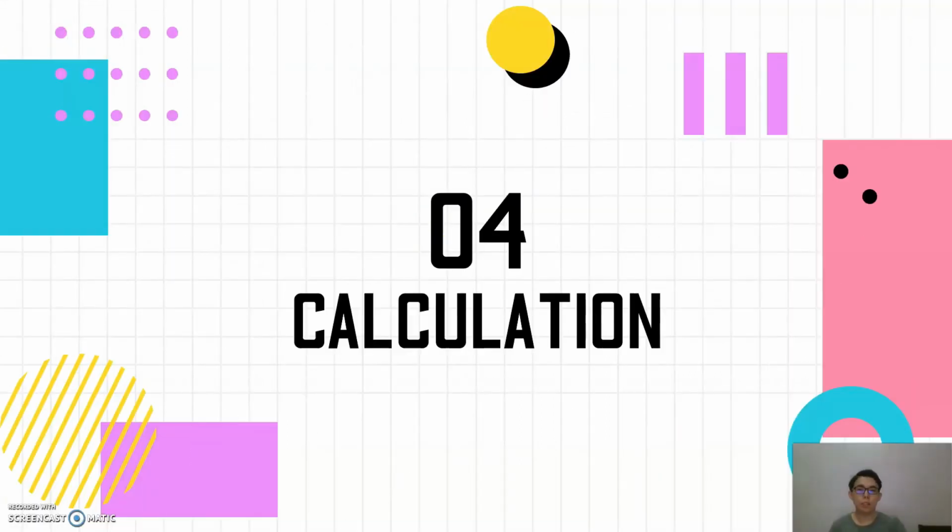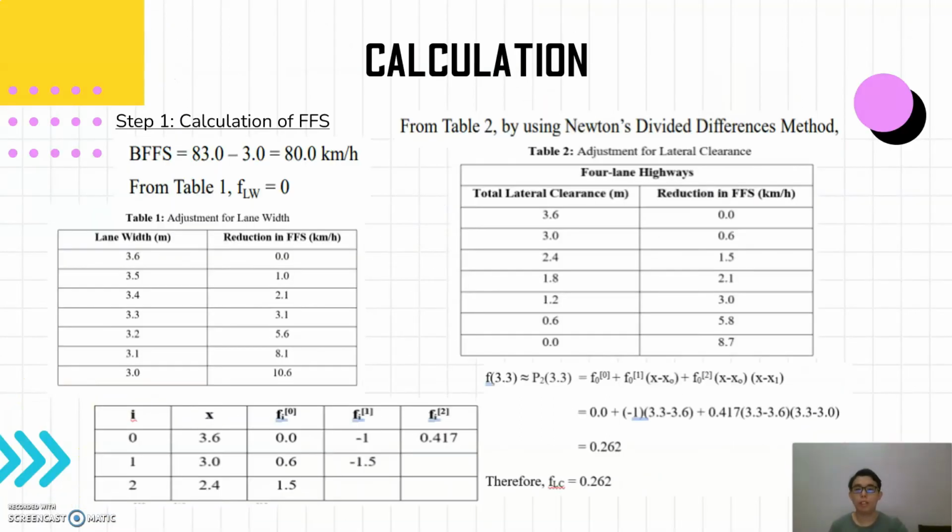Hi, my name is Anto Chen. So now I want to present about the type calculation. So first step we need to find the FFS. So to find the FFS, we have to find the BFFS and we get the value of 80 km per hour. And next we have to find the FLW. From table 1 we can directly get the value of FLW equals 0.